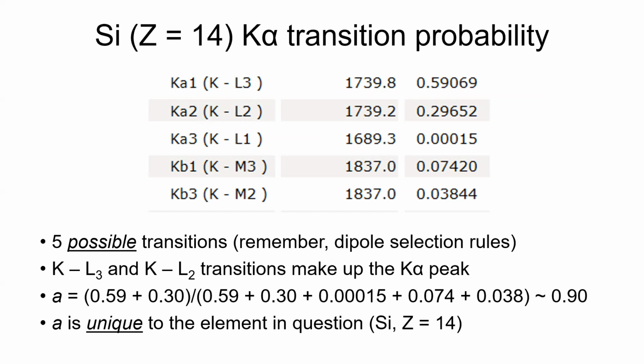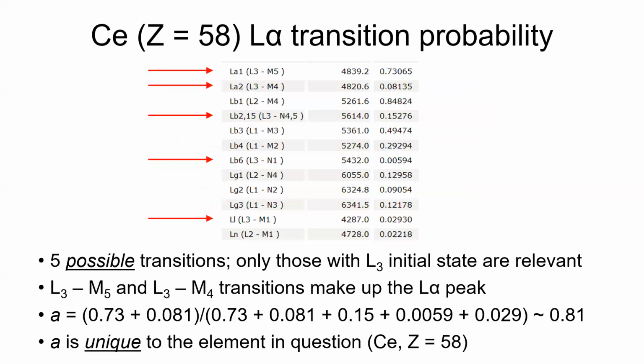Your transition probability is 1. Okay, I'm not sure the Z at which that happens. I think it's around Z12. So if you're below, I think it's 12 or 11, somewhere in there, you only have K alpha X-rays. Okay, so your transition probability would be 1 in that case.